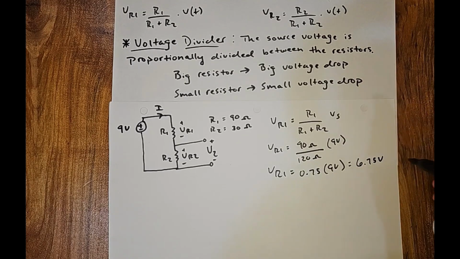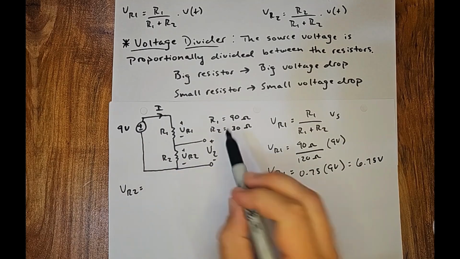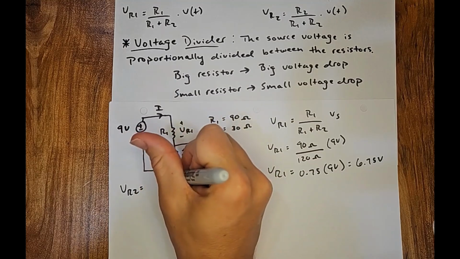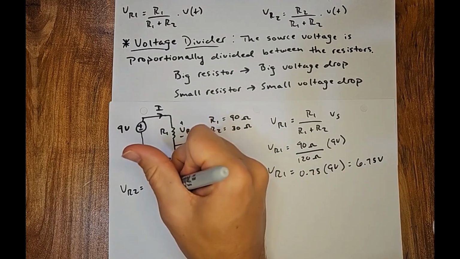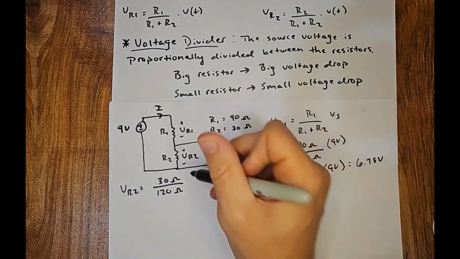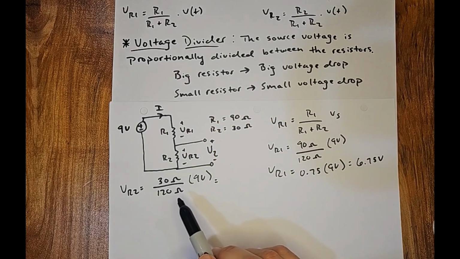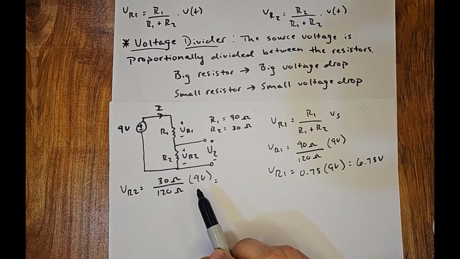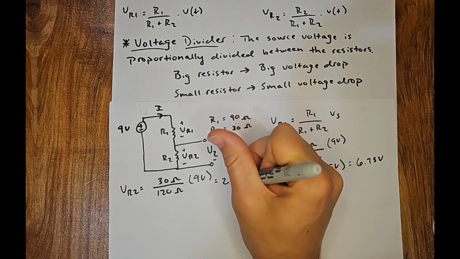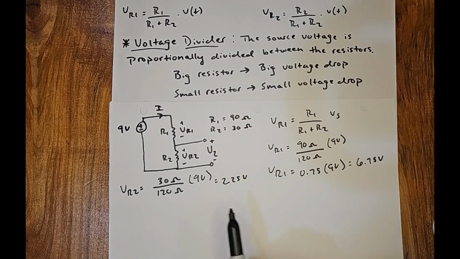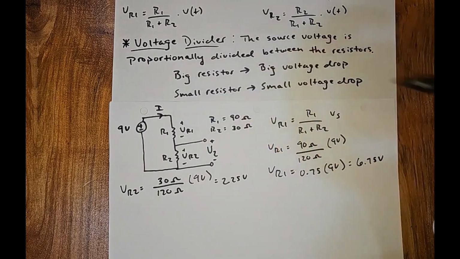Now let's do VR2. So we're looking for voltage across R2. So that means we want its resistance, which is 30 ohms, over R1 plus R2, 120 ohms, multiplied by our 9 volts. 30 divided by 120 is just 0.25, so 0.25 times 9 volts is 2.25 volts. So that's going to be your voltage across each resistor. VR2, 2.25 volts. VR1, 6.75 volts.